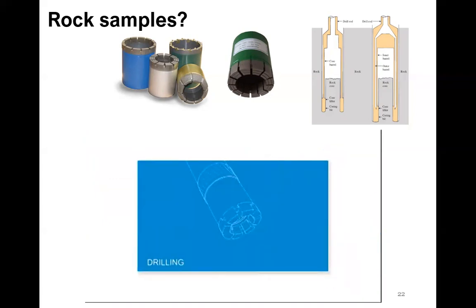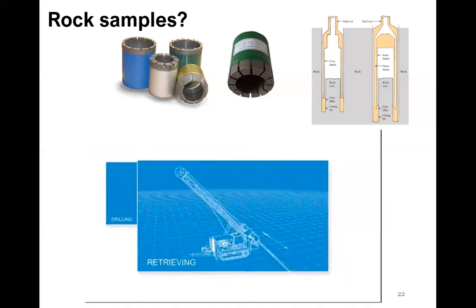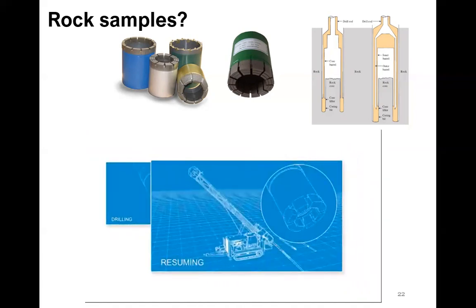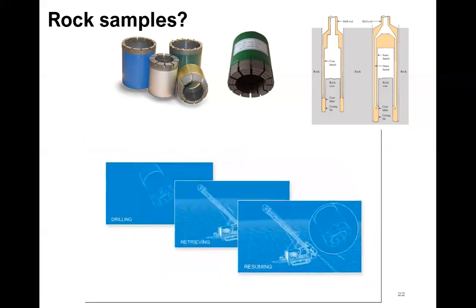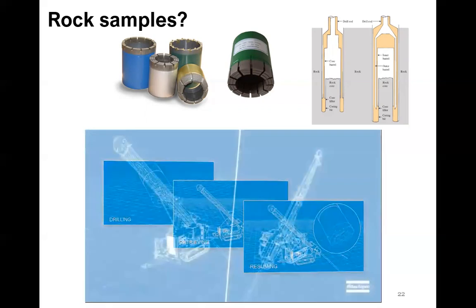Three major steps, I'll explain it: the actual drilling, the retrieving of the core sample, and resuming of the drilling. Together, this is called a round trip. For each round trip, the drill hole is extended by the length of 1 or 2 drill rods.